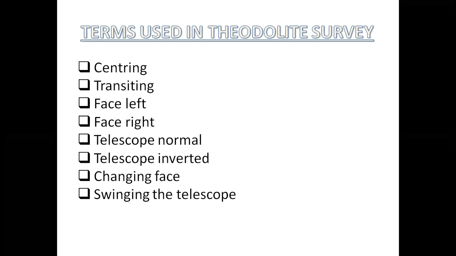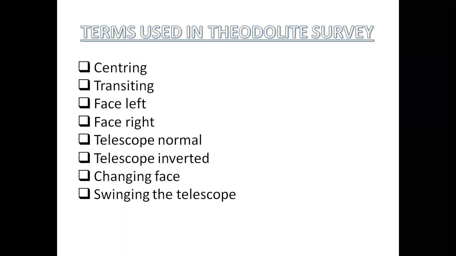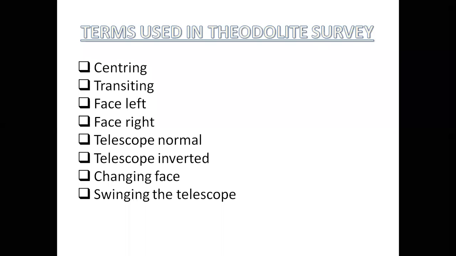If you are using a theodolite instrument for survey, then it is called a theodolite survey. If you are using a compass for any survey, it is called a compass survey. If you use a chain, it is called a chain survey. Means according to the instrument, the survey changes. So there are some terms we will use in this chapter for the theodolite survey. These terms are directly asked in the exam. Which are these terms?